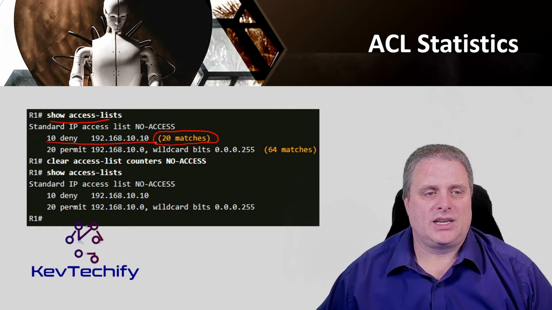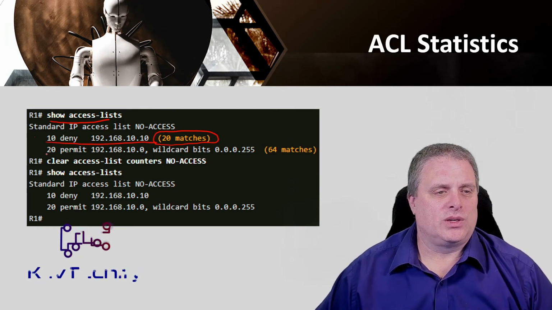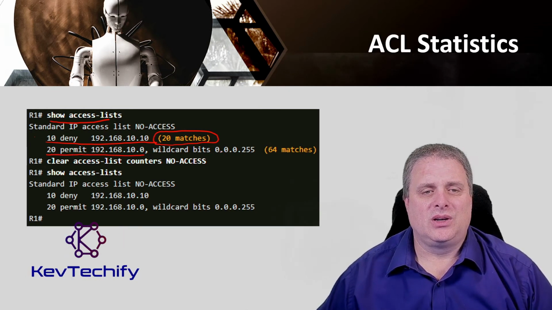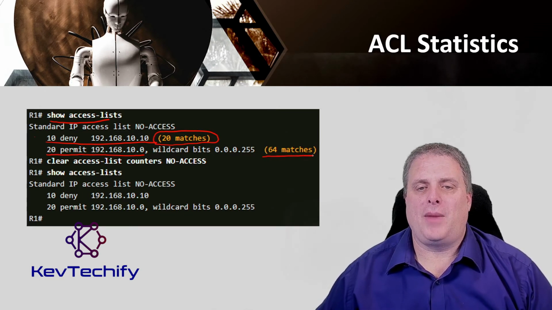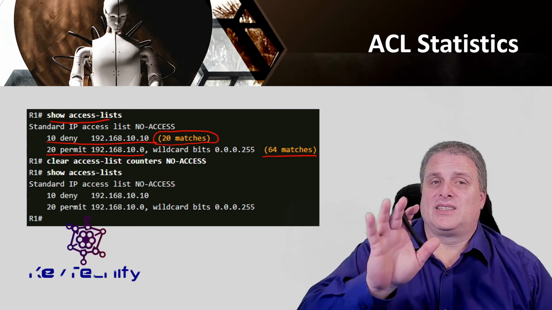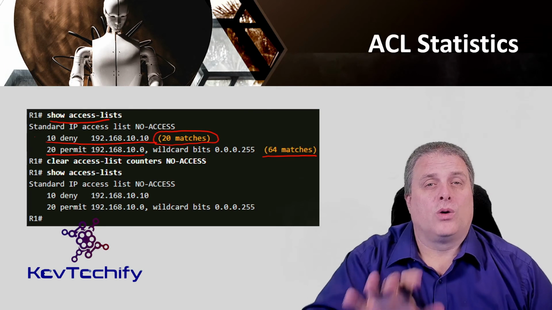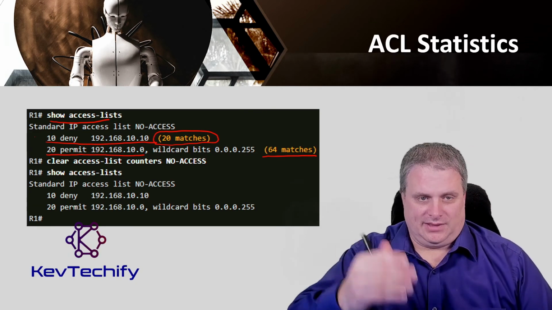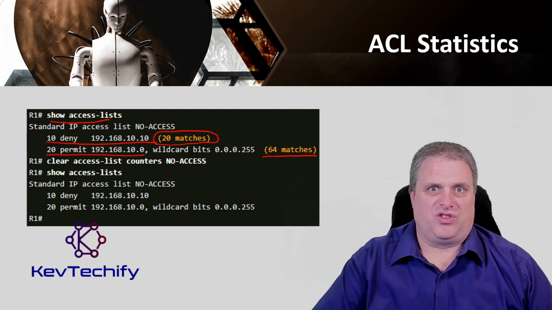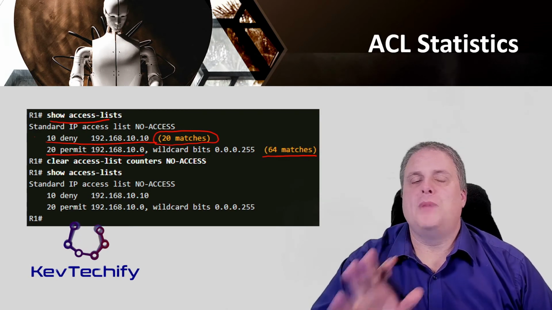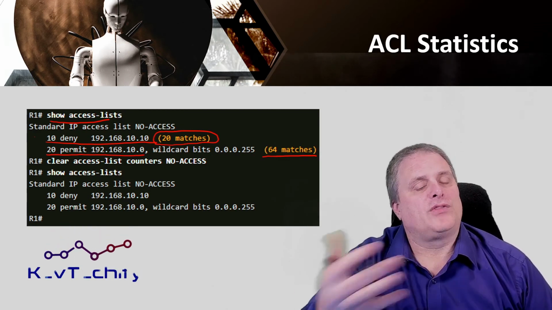That happened 20 times. Then we can see that sequence number 20, the permit for 192.168.10.0 with a wildcard mask of 0.0.0.255, there was 64 matches. Now, you also have to understand that it is since the device rebooted or since you last cleared the statistics. If this is in the course of 2-3 months, maybe that's a good number. But if this is in the course of like 2 minutes, that might be a bad number, and you might have to look into that.